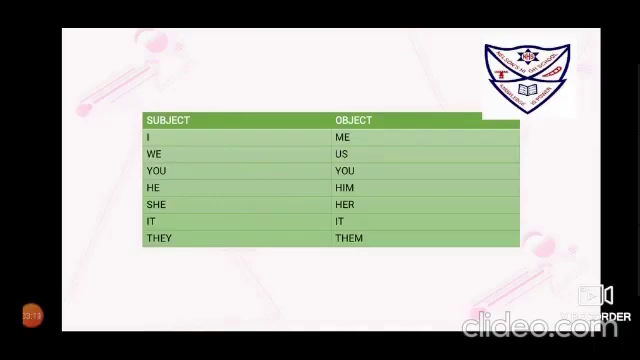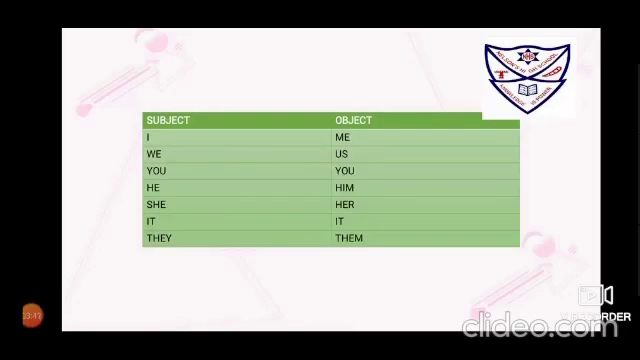We changes to us. We are watching the movie. The movie is being watched by us. You are writing a letter. A letter is being written by you. So you remains you. He is washing the car. The car is being washed by him. He changes to him. She is writing a letter. A letter is being written by her. So she changes to her.